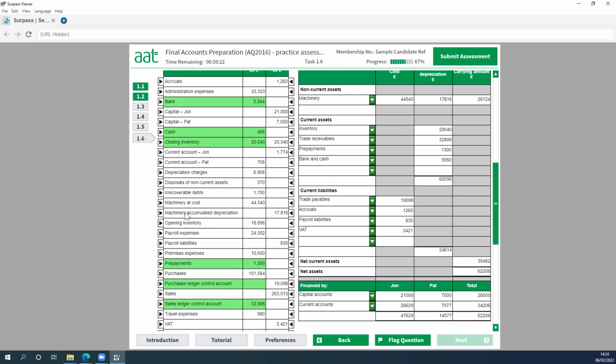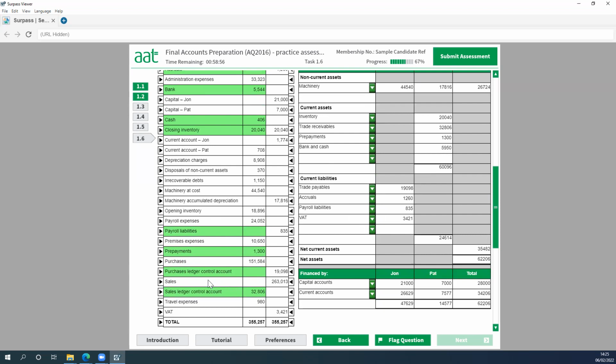Check to see if we've got any accruals. So we've got an accrual, so we still owe £1,260. So the accrual is 1,260. And then have we got any other liabilities? So let's have a look. Any other liabilities? We've got payroll liabilities here, which is 835. And then we've also got VAT over here, which is 3,412. So we still owe VAT of 3,412.